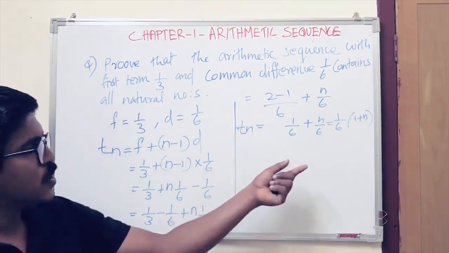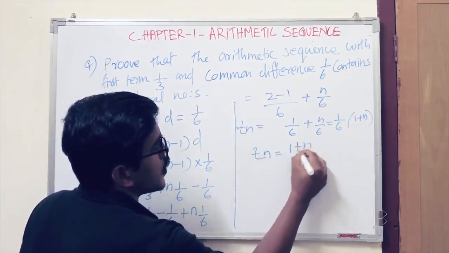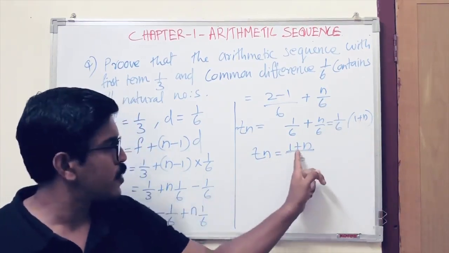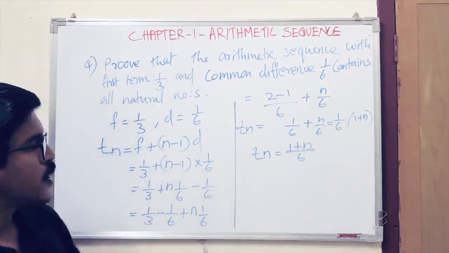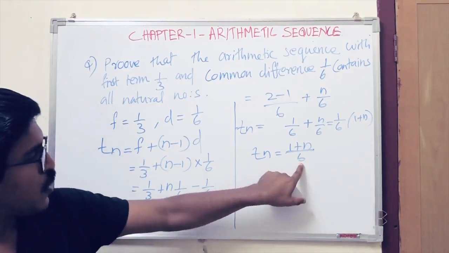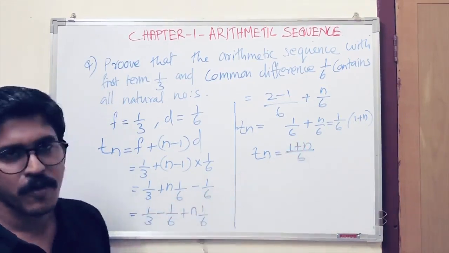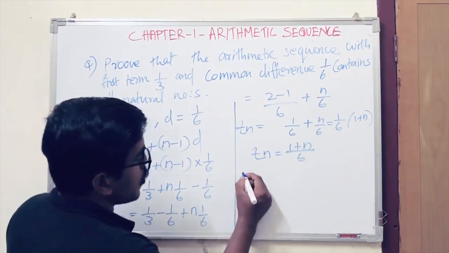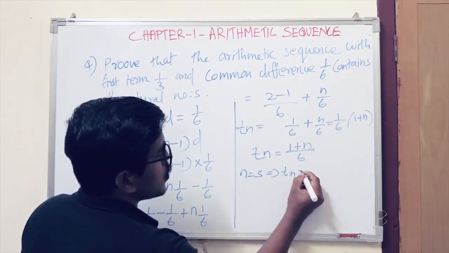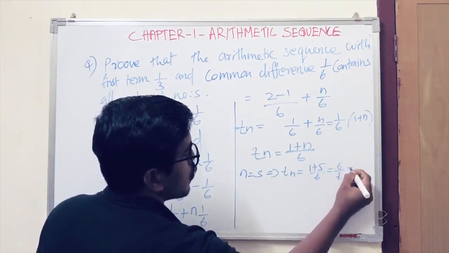Now you can see here the nth term is (1 + n)/6 also. We can write it like this also: 1 into (1 + n) divided by 6. Here you can see the denominator is 6. So if you want to get the natural numbers, we need to put multiples of 6 in the numerator. So if you put n = 5 first, then Tn = (1 + 5)/6, that is 6/6, 1 will come.